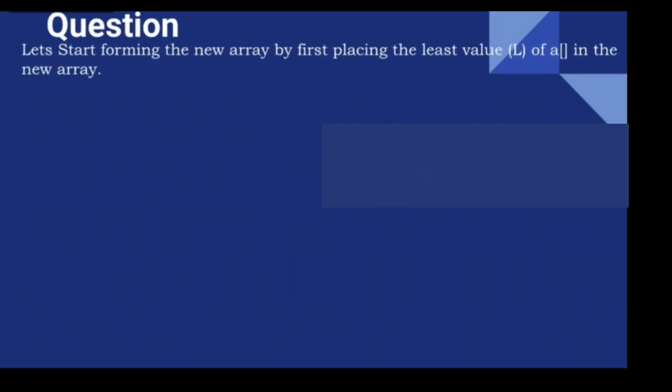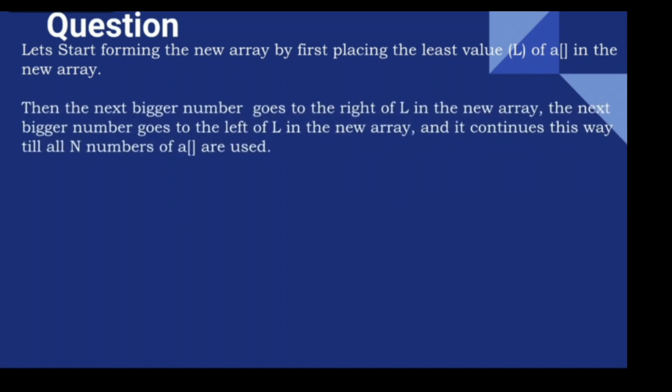Let us start forming the new array by first placing the least value L of A in the new array, and then we have to start building the array in the following manner. Then the next bigger number goes to the right of L in the new array, and the next bigger number goes to the left of L in the new array, and it continues this way till all the n numbers are used. So this is the question, and they have given an example of what will be the output if the input is given.